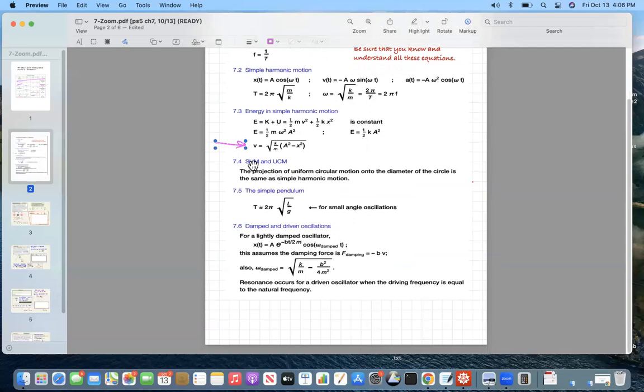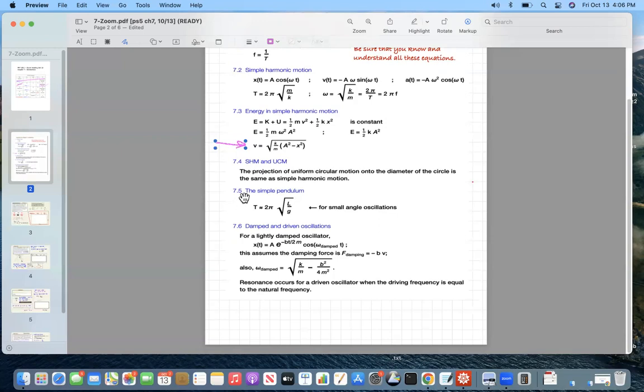There's a section which shows the relationship between simple harmonic motion and uniform circular motion. If you project circular motion onto one plane, you get harmonic motion. There's a section on the pendulum.